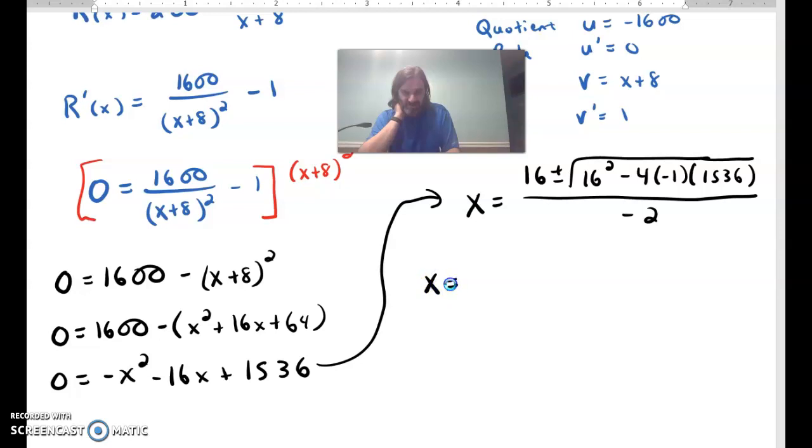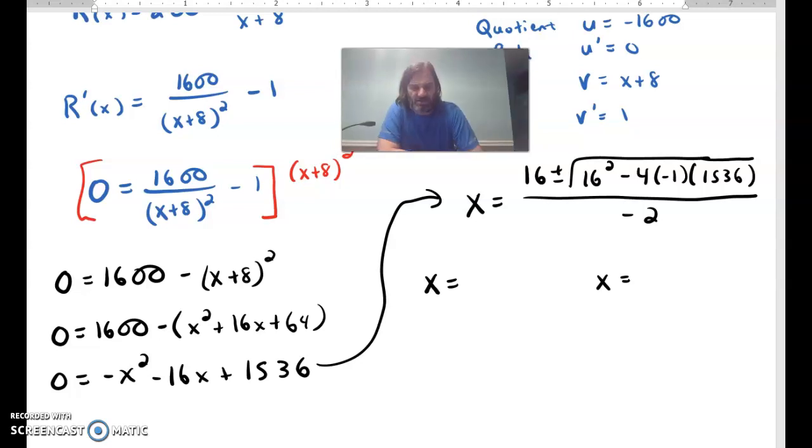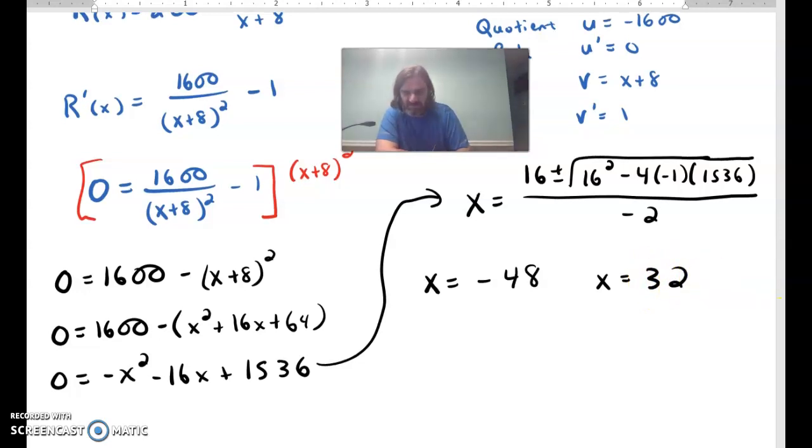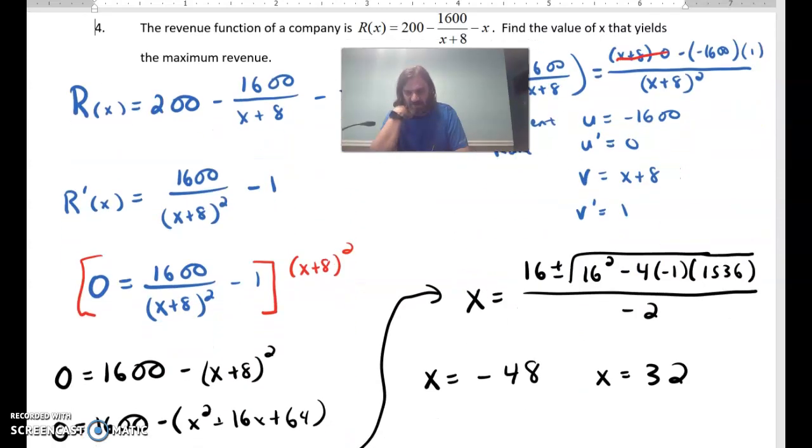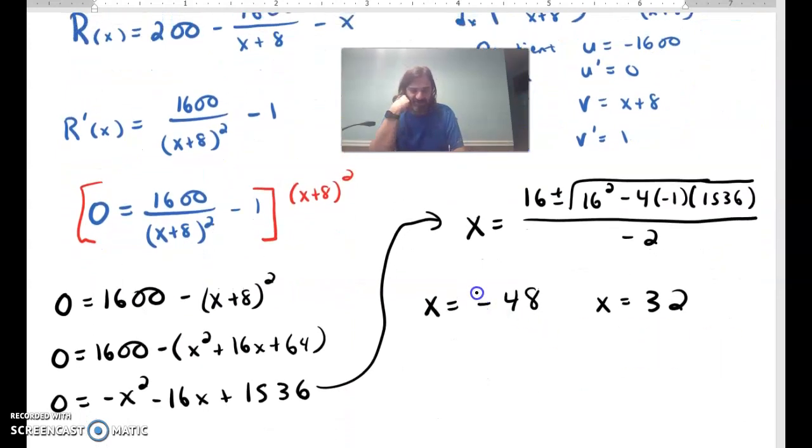So let's see here. We're going to come up with two answers. I'm going to pause it while I calculate these. Okay, so I got two answers here, and they are negative 48 and 32. So let me go back up and see what the question was and see if either one of these is useful. The revenue function of a company is this: find the value of x that yields the maximum revenue. All right, so definitely negative 48 is no good. So our answer should be the 32.